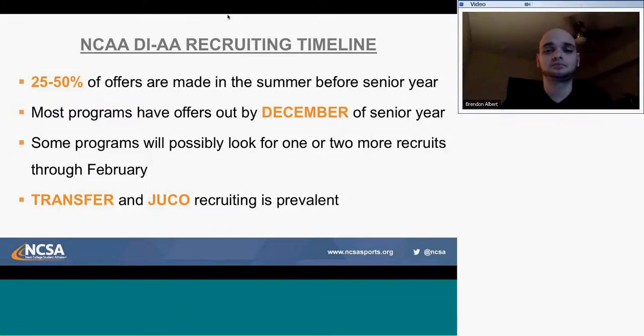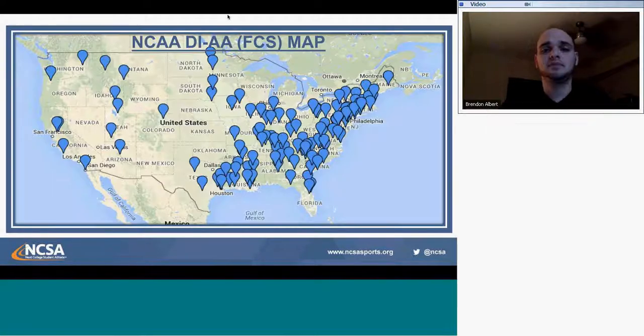Okay. Here are the maps. If you're Division I-A, we saw that pretty much every state in the country had at least one Division I-A. Not so much here. We can see Division I-AAs start to get a little heavier in the Northeast and the East Coast. West Coast starting to spread out a little bit. So that's an important thing for you guys to keep your eye on, again, where your state is and where your neighboring states are.